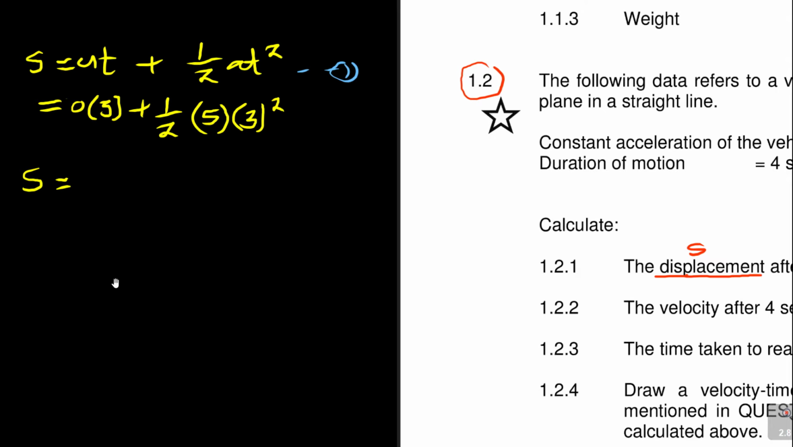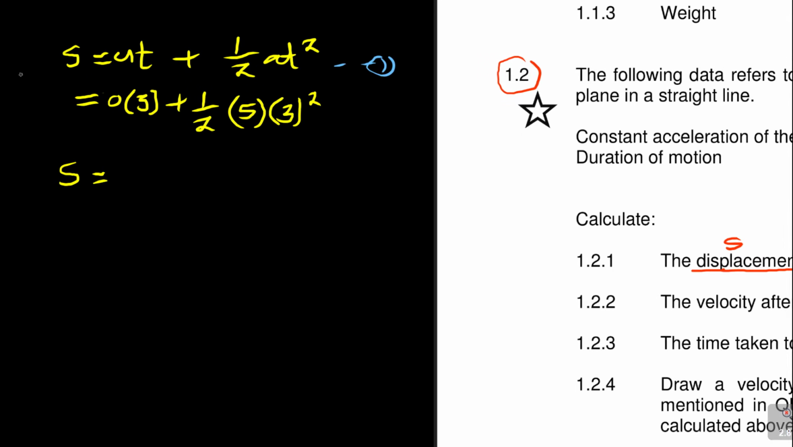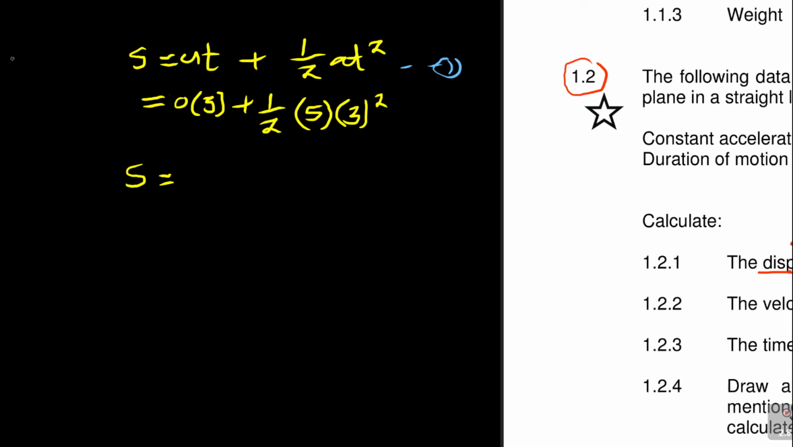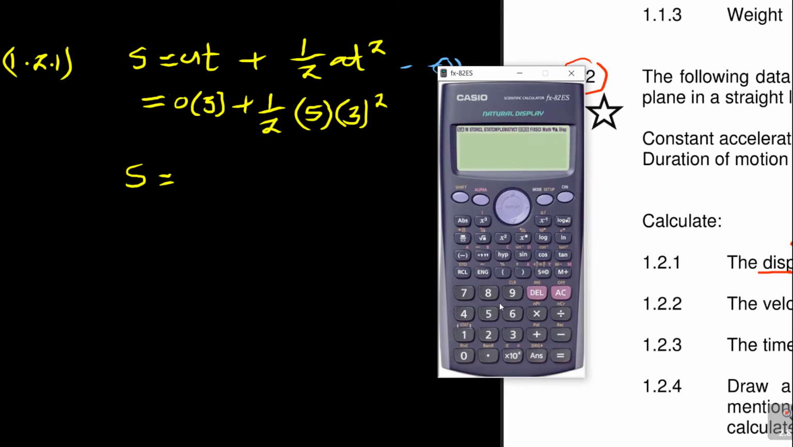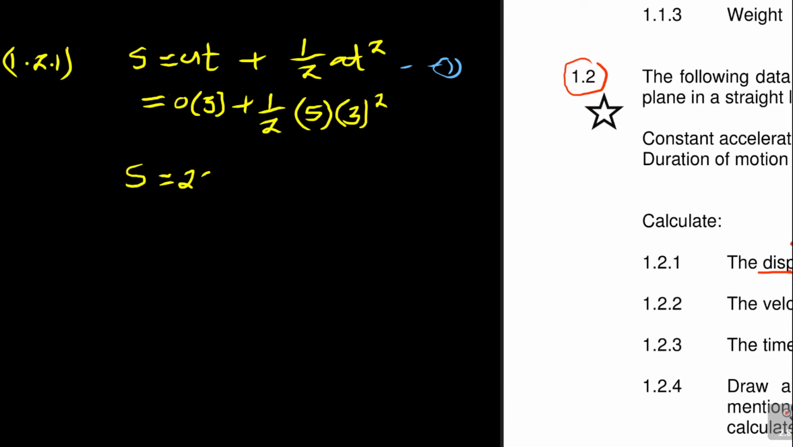So let's call this question number 1. Okay, let me label it 1.2.1. All right, so guys, this is equal to what? Then you use your calculator. 0 times 3 becomes 0, and then the only thing you have is 1/2. Then you multiply by 5, you multiply by 3 squared. Then it is equal to 22.5. So the displacement is 22.5 meters, right?